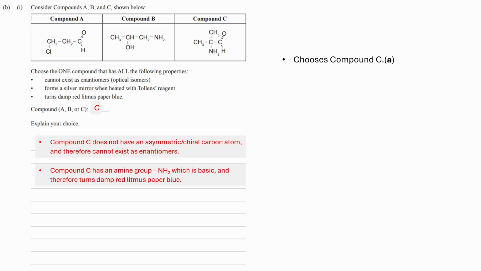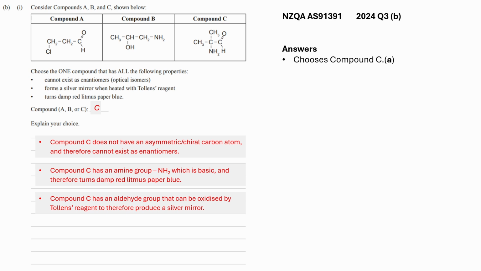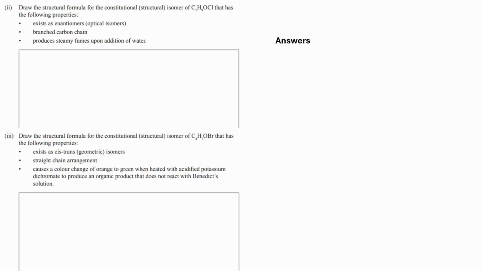Compound C has an amine group, so it is basic. It will turn red litmus blue, and also it has an aldehyde group. So it is going to react with Tollens reagent and produce a silver mirror. So in this case here, if you chose compound C, you get an achieved. If you explained 2 of the points, it's a merit. Let's go on to the next question.